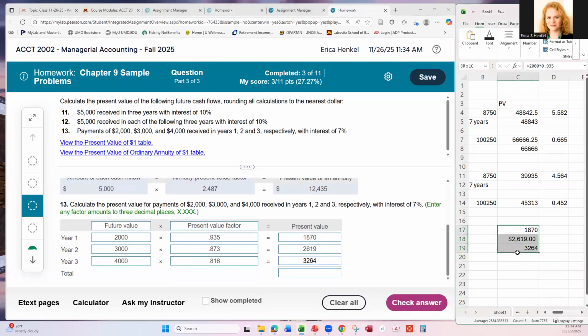And then the total of those three adds up to $7,753. So this is what's called a mixed stream of cash flows, where you have a series of cash flows that are not equal in size. What you do then is calculate the present value of each of those cash flows and then add them together. It's the same concept as what happens in an annuity. It's just that you have to do them each separately because they each have different amounts related to them.